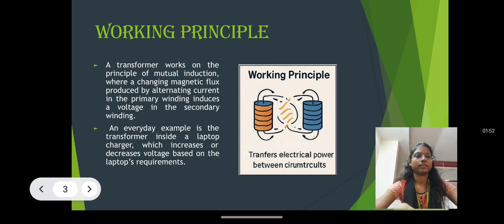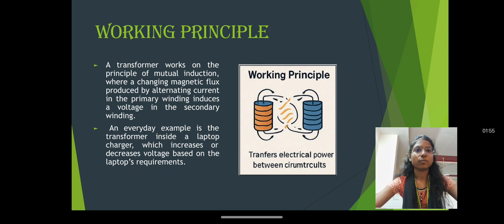Working principle. A transformer works on the principle of mutual induction, where a changing magnetic flux produced by alternating current in the primary winding induces a voltage in the secondary winding. When AC voltage is applied to the primary winding, it produces alternating magnetic flux in the core. This flux links with the secondary winding, resulting in an induced voltage. If the secondary winding is connected to a load, current begins to flow, transferring power to the load.